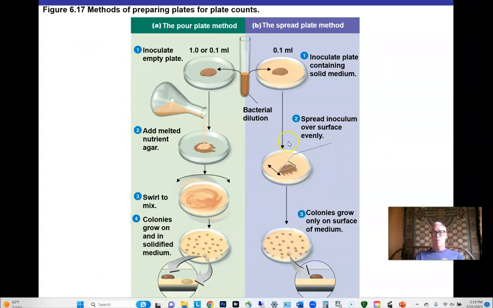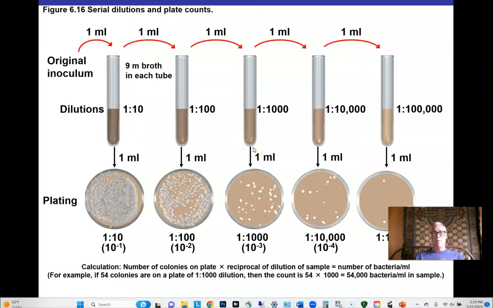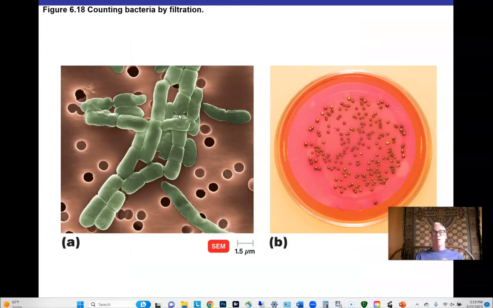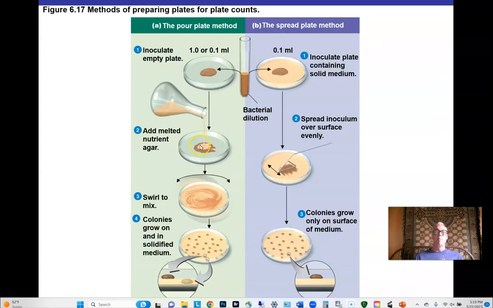You can do this a couple of different ways. They're just different ways of spreading out the bacteria on the plate. One way to do it is to add that 1 mil of bacteria from each one of these tubes to some melted agar. It's already been melted at 100 degrees, and then we let it start cooling down. And right before it starts to harden, we add the bacteria to it, swirl it around so it's well mixed, and then let the colonies grow and see how many colonies we get. That's called a pour plate method.